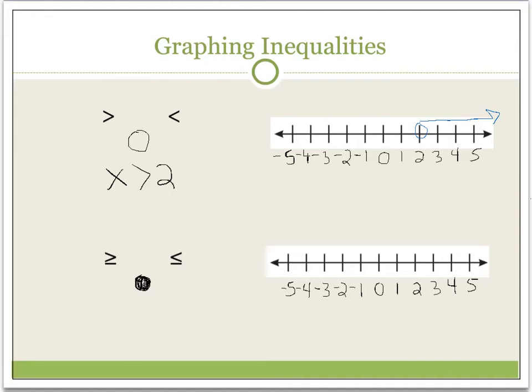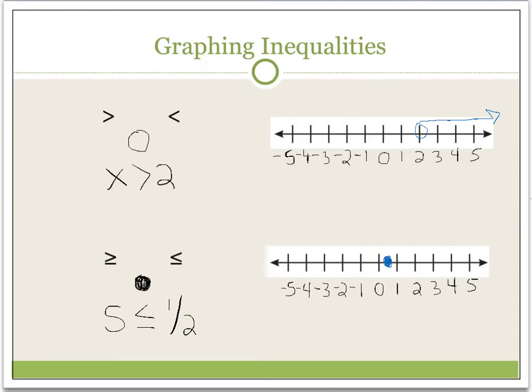Let's take a look at an inequality example that uses the less than or equal to. So if we were going to come to this example, s is less than or equal to 1/2. So again, I would have to find 1/2 on my number line. We know that that's in between the 0 and the 1. And in this case, I would use a closed circle because it has the equal part on it.